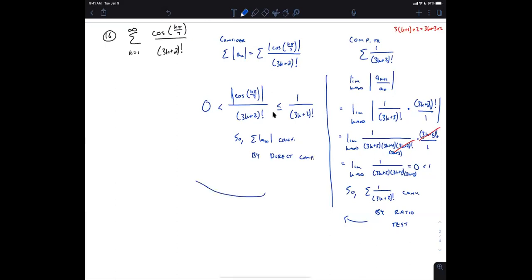And now we go back over here, and now the original series. Since the sum of the absolute value of AK converges, then the sum of AK converges absolutely, by the absolute convergence theorem.